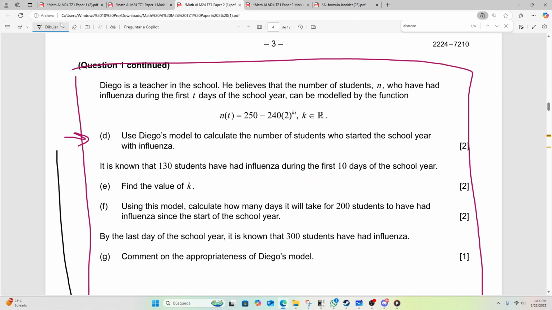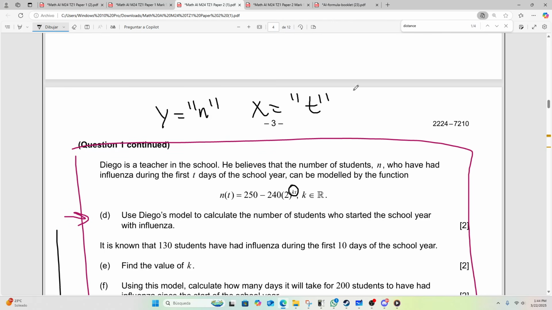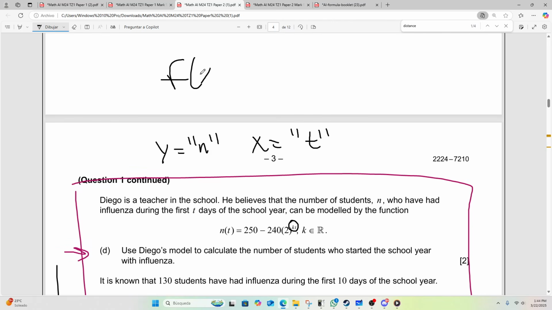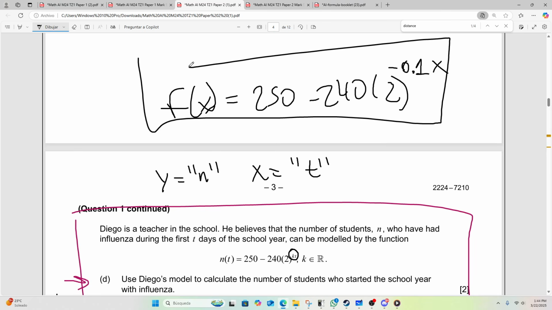And so here in this context, your y is n and your x is this t. And so in this context, your t is in the exponent. I mean, you literally have a scenario where, if I were to translate this a little bit, f of x equals 250 minus 240 times 2 to the power of k times t. Now, I think I solved this earlier. I think it's negative 0.1 for k.